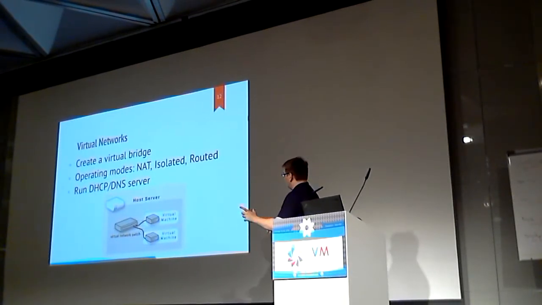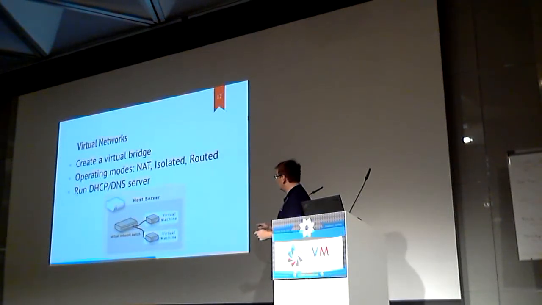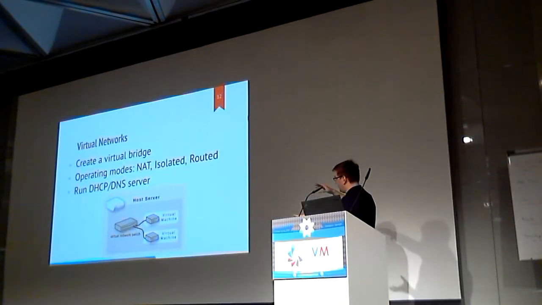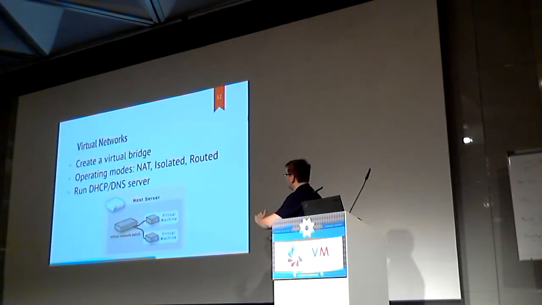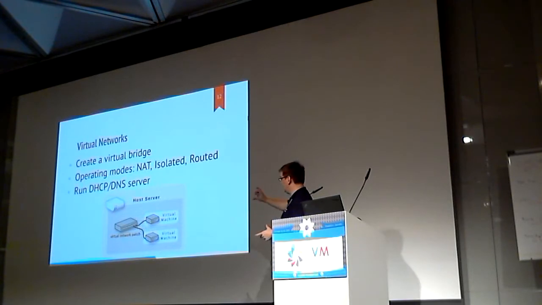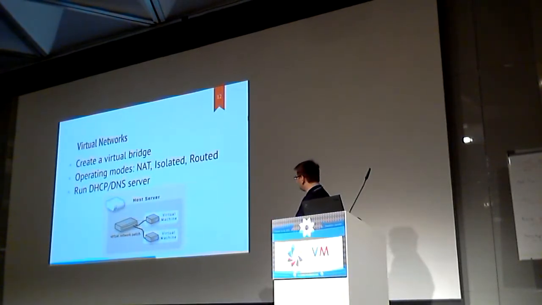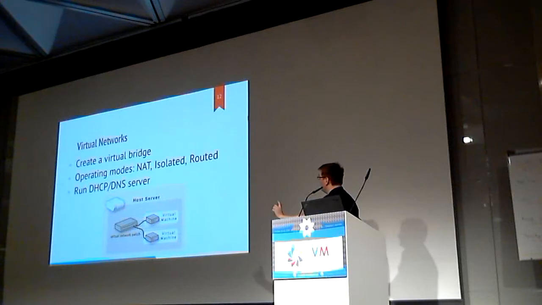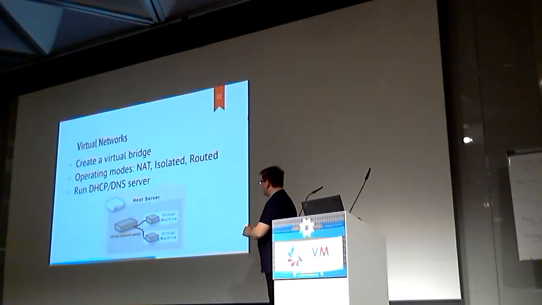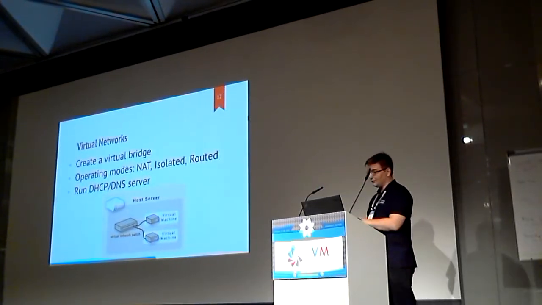But virtual networks can work in 3 modes. The first one is network address translation, where the virtual machines will have their own address space, but share the host connectivity. They can work in isolated mode, where virtual machines will see only other virtual machines, but not the outside of the host. Or they can work in routed mode, where the virtual machines will share the address space of the host.